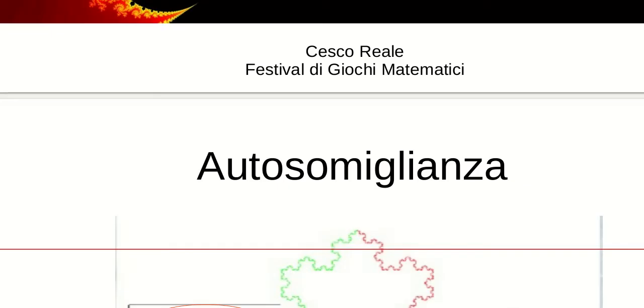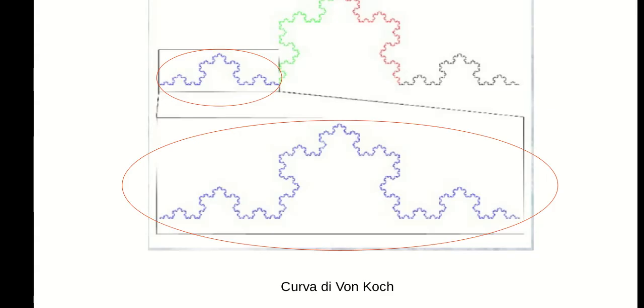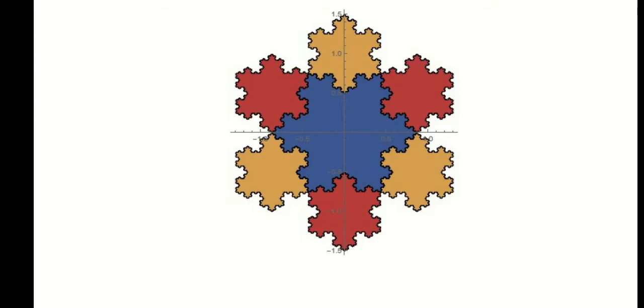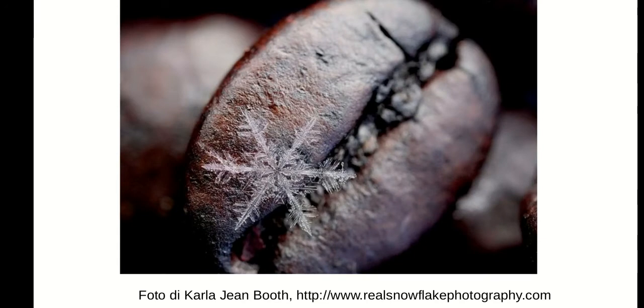Let me see if I can move. Yes, let's go full screen. Okay, so this is the von Koch curve. It's also related to the snowflakes, because it has this kind of shape, and it is created from an equilateral triangle. From each triangle, you take out the central third and you substitute with two more thirds, creating one more equilateral triangle on the side. And so on each side, then step by step, you go through and you get this shape. This is called also an auto similar figure, because one part is similar to the whole. And we can find it in nature, for example, in snowflakes.